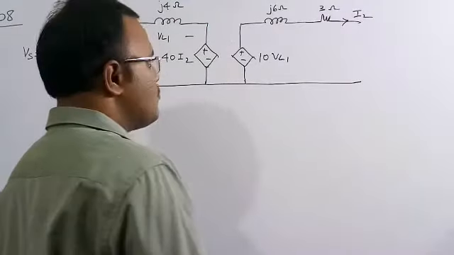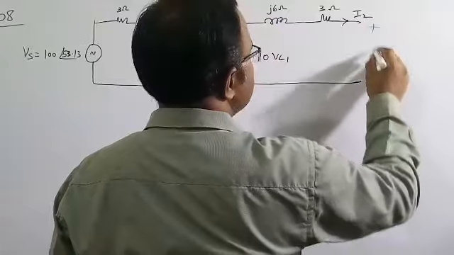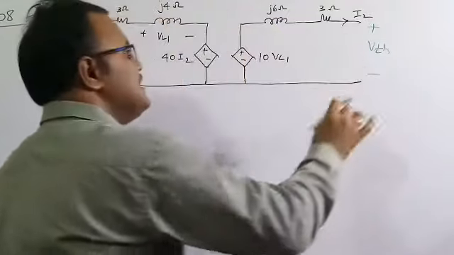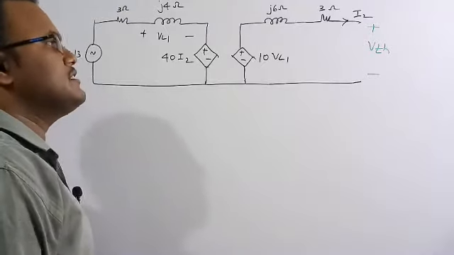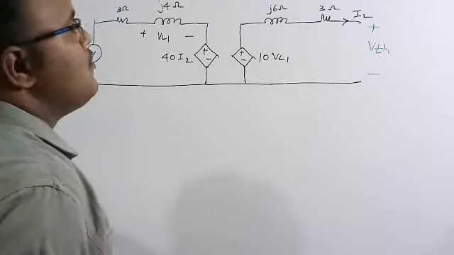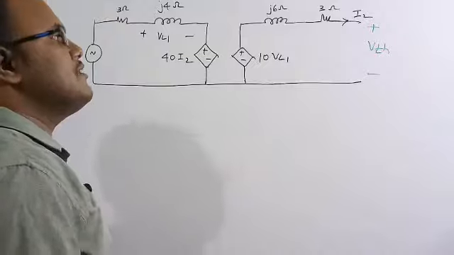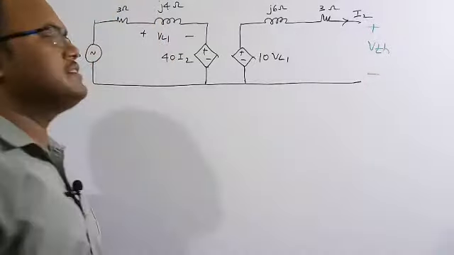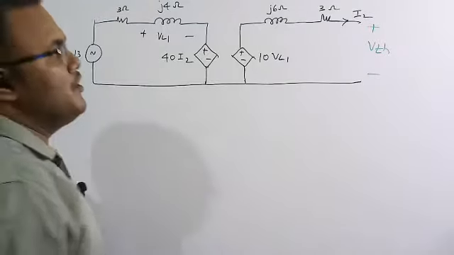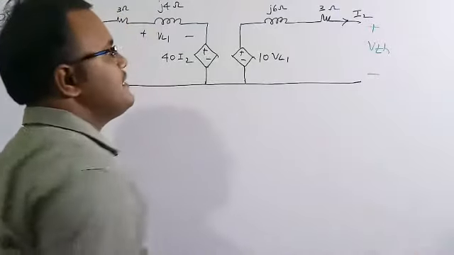So let me assume the voltage here is VTH. This is the voltage we need to figure out, because in the standard procedure, whenever you want to find the Thevenin voltage across any particular load, first we remove that load, keep VTH there, and then by doing some simplification we figure out the value of VTH.